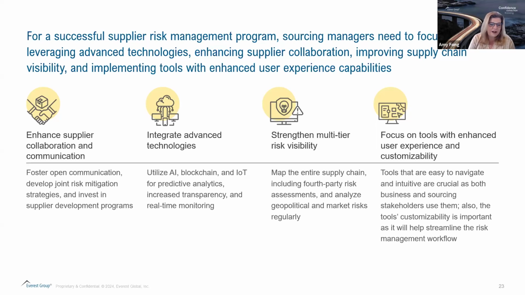Think about where you can use advanced technologies. AI, blockchain, Internet of Things can help with things like predictive analysis and transparency. I think we don't talk about blockchain enough, or the concept of it, and how the applications in supplier management and supply chain management can be really valuable. I know some of the tech providers we're talking to do use that, and I think it's helpful to look for in your solutions. Strengthen your multi-tier risk visibility, and then focus on tools with enhanced user experience and customization. Think about how you can make the stakeholder experience good.